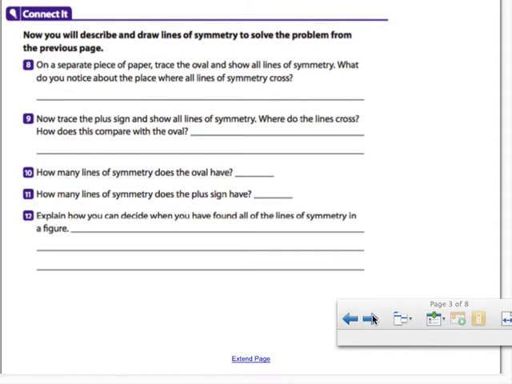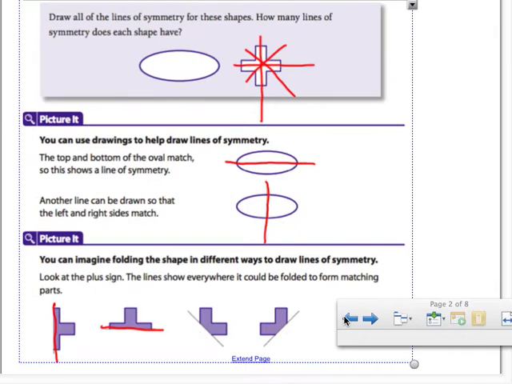All right, here we go. Number 8. On a separate piece of paper, trace the oval and show all lines of symmetry. What do you notice about the place where all lines of symmetry cross? Oh dear. Was I wrong? No, I'm good.